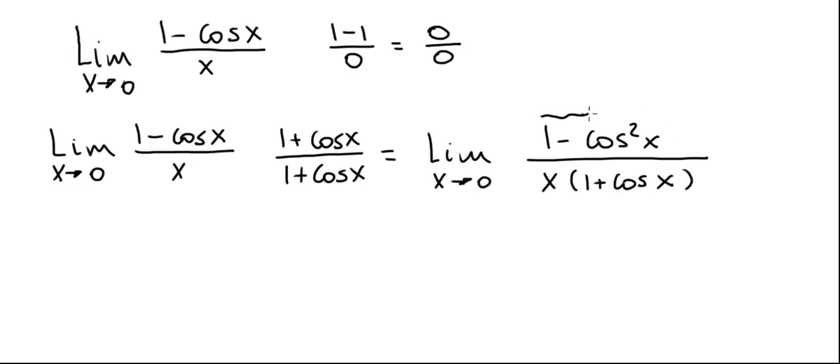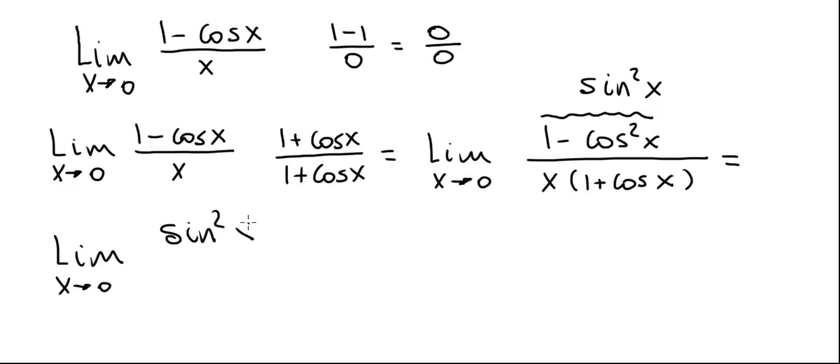Now recall this numerator, 1 minus cosine squared, is equal to sine squared of x, because sine squared plus cosine squared equals 1. So we'll rewrite this as the limit as x approaches 0 of sine squared x divided by x times (1 plus cosine of x). Now we're going to split this up into two limits.